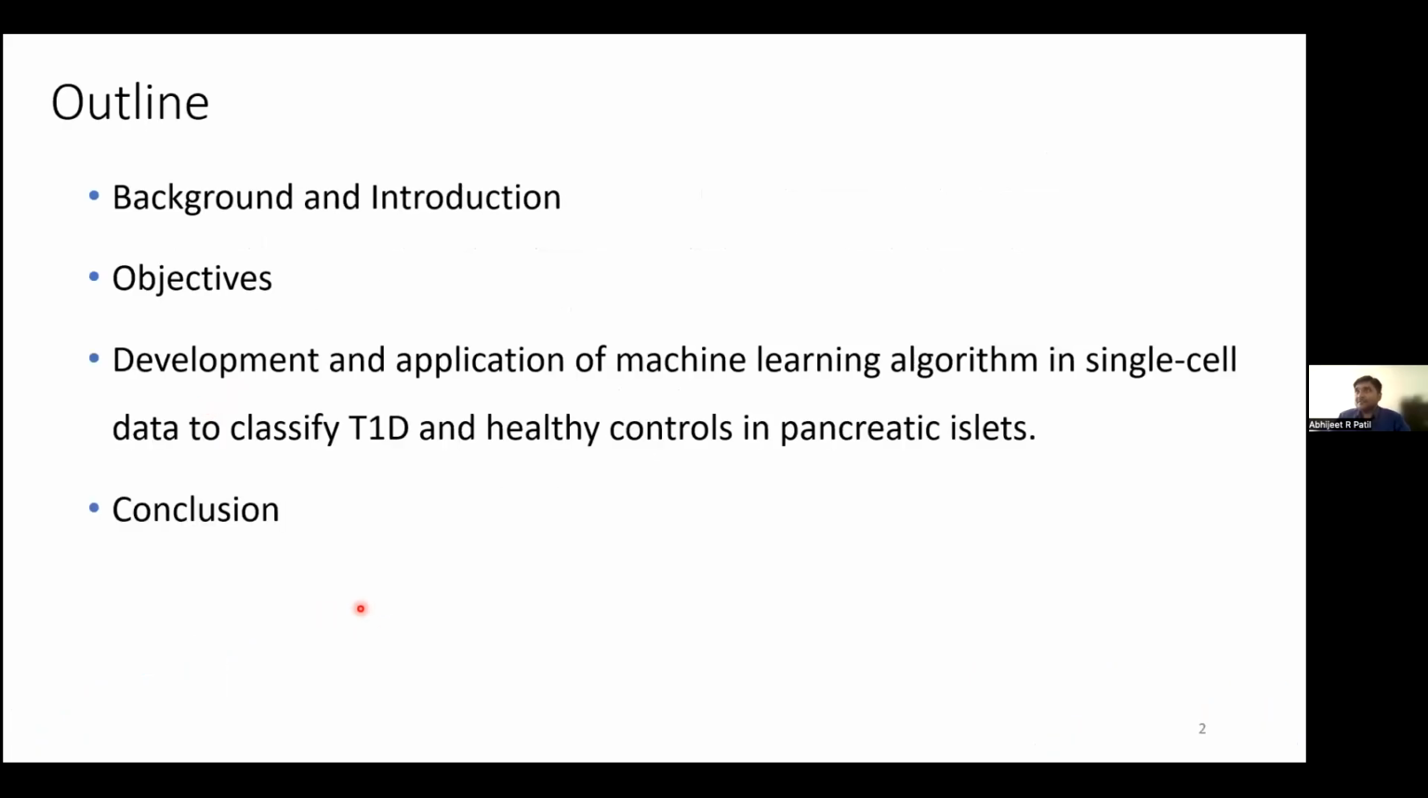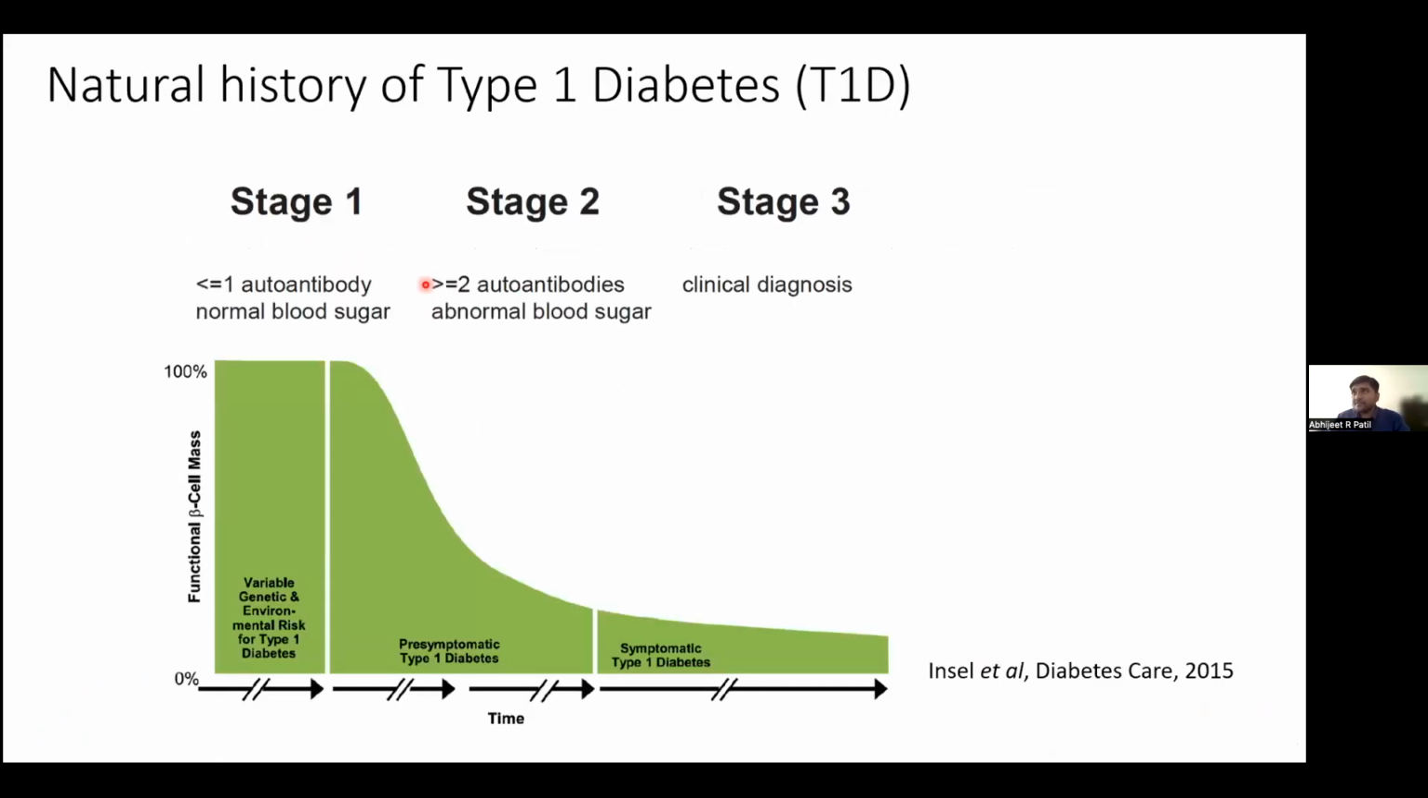So a bit of outline. I'll go through a quick introduction, objectives, and the machine learning methodology that we developed for classifying type 1 diabetes and healthy controls in pancreatic islets, and a conclusion.